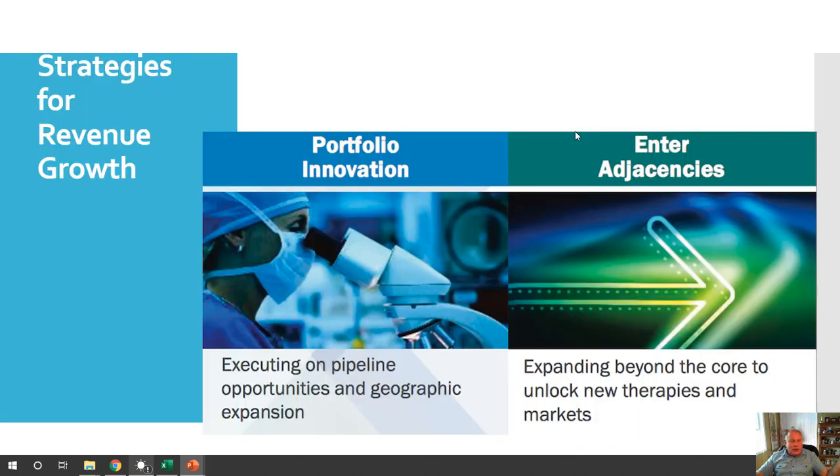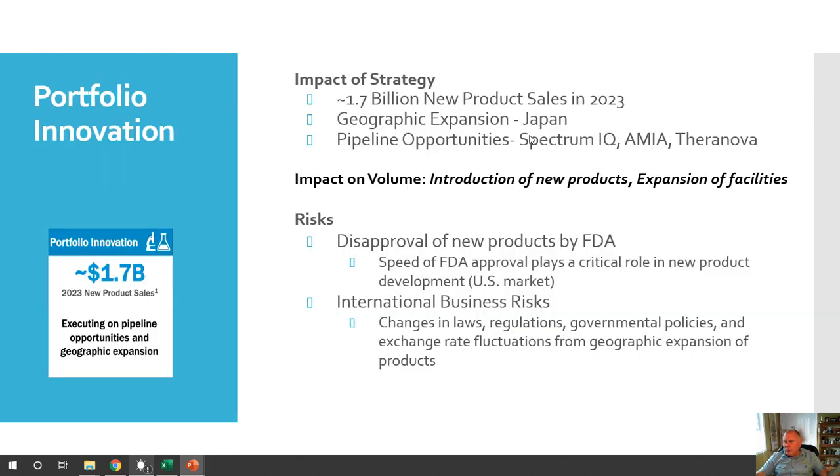So here's another example. This is from Baxter, I believe. Strategies for revenue growth. They're going to do two things. They're going to do portfolio innovation, which is executing on their pipeline opportunities and geographic expansion, and then enter adjacencies beyond the core to unlock new therapies and markets. So they're two separate and distinct ones. And this group went through, here's the impact. They got a number right out of the investor presentation. And there's the risk. The FDA may not approve. International business risk, you're doing business overseas. There's exchange rate risk. There are regulations. There's governmental policies.